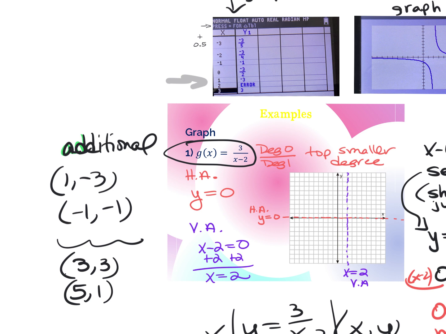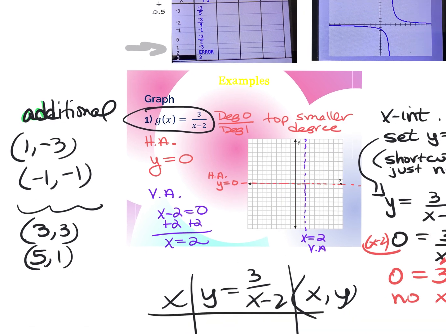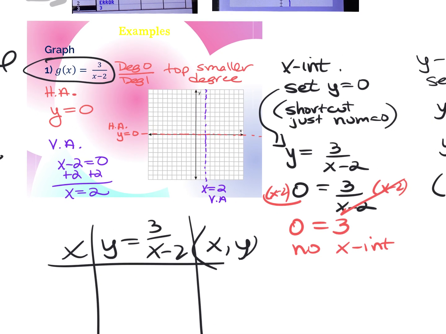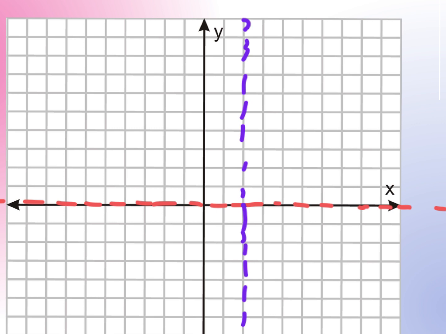So I'm going to put these additional points on my graph, as well as my y-intercept. My y-intercept was supposed to be 0, negative 1.5. Let me do this in blue. So here is the y-intercept. And then I can also graph the negative 1, negative 1. I could also graph the 1, negative 3.